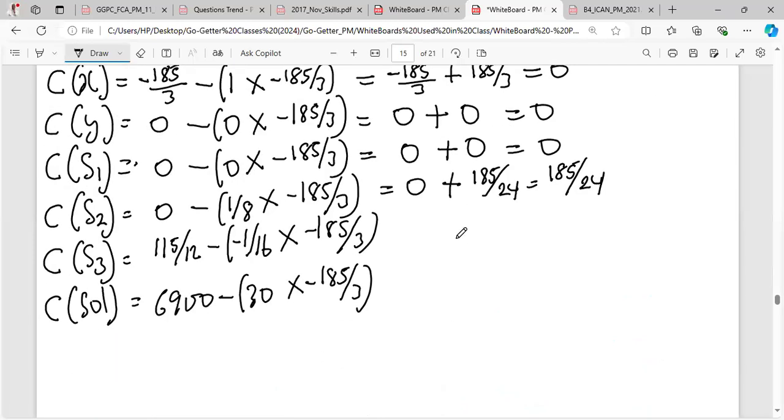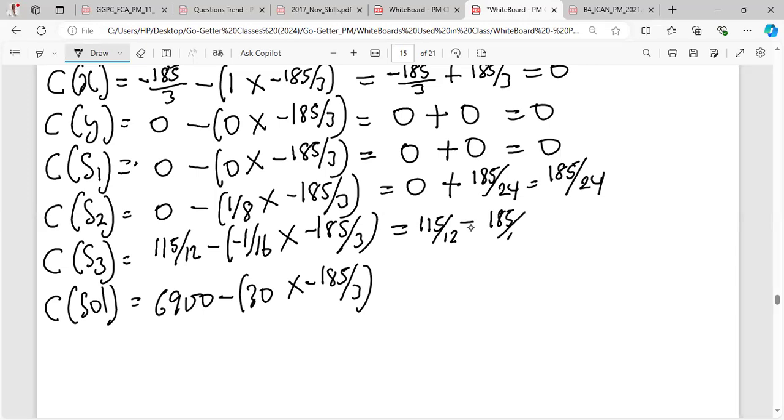Then let's see here. This is going to give me 115 all over 12. This is getting interesting. Within this bracket, we have minus times minus, which is already plus. So minus times minus is plus, plus times minus is going to give me minus. All right, that is settled. 1 times 185 is going to give me 185.